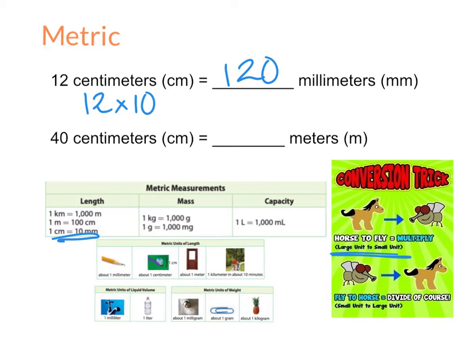40 centimeters to meters. So this time I'm going from small to large. So I'm going to divide. This is the fly to horse, divide of course. So I have 40 centimeters. I need to divide it by the number of centimeters per meter, which is 100, and I get 4/10 of a meter.